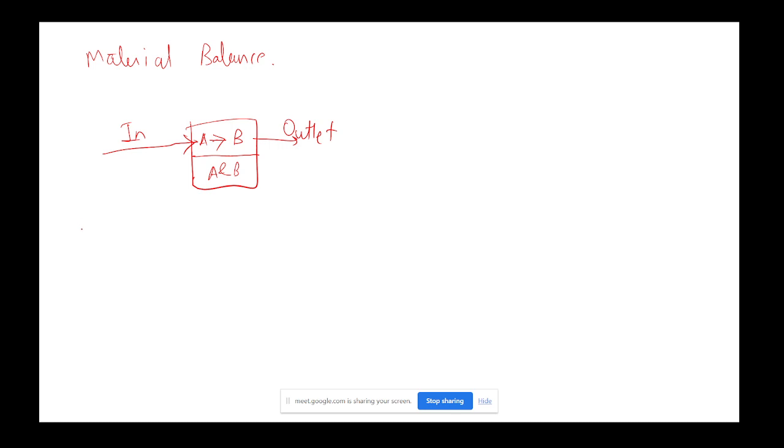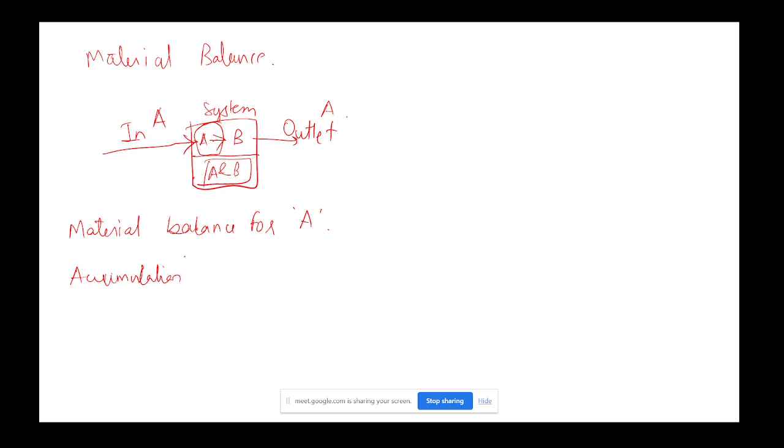Material balance can be written in the form of whatever is going in and whatever is going out, and there will be some accumulation. Say for example, we are writing the material balance for A. What happens with A is there is some A going into the system, some A going out of the system, some A getting reacted, and some A getting stored here.